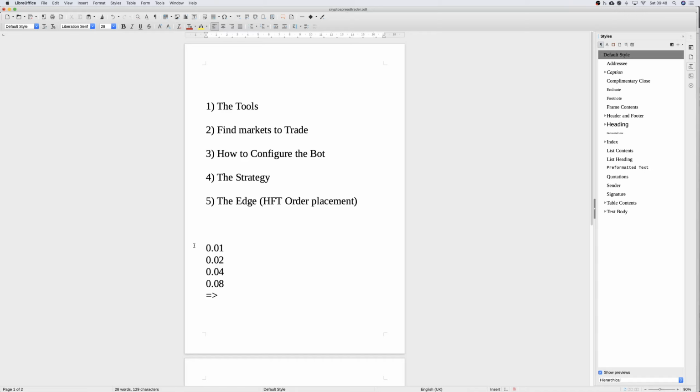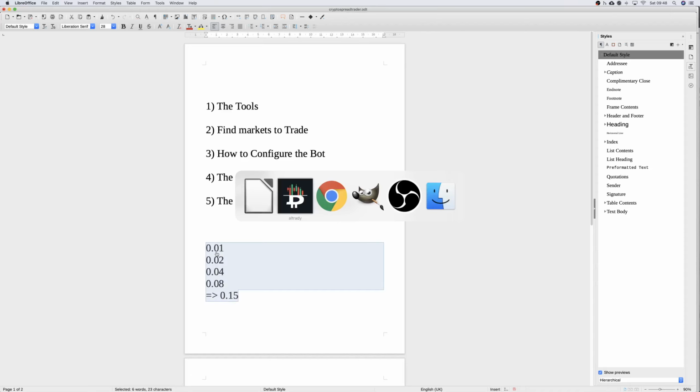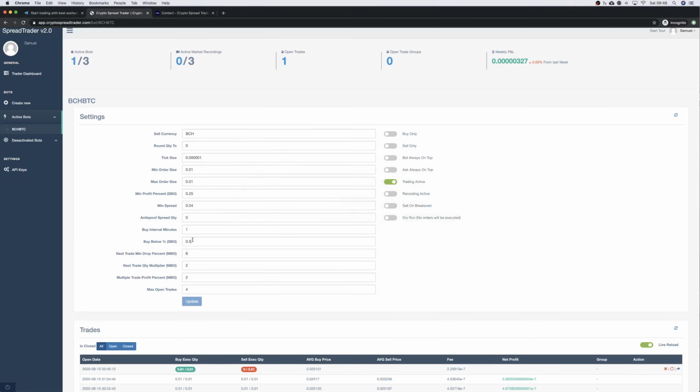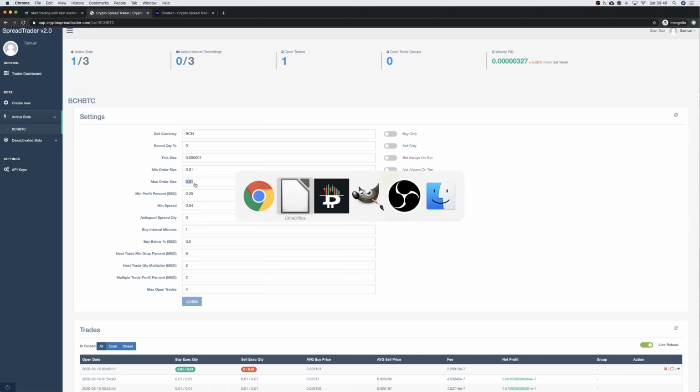It will be 0.15 of the currency you're willing to buy. For example, if I'm using Bitcoin Cash, in the configuration I have here, the minimum order size is 0.01, same for the max size, so I will always have this amount. My maximum risk, the maximum amount of Bitcoin Cash I will be able to buy at a moment, will be 0.15. Okay, I hope I have been clear on this part.